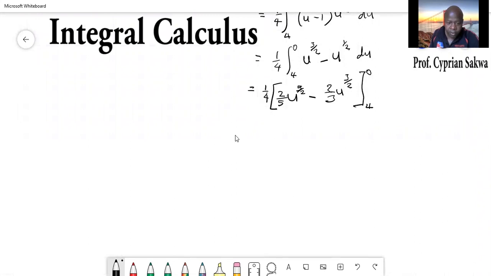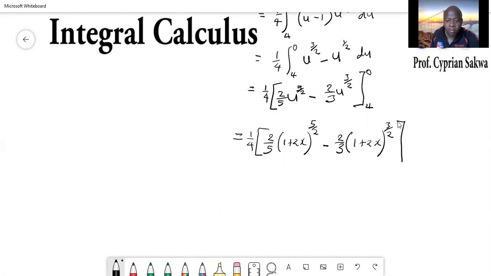So this becomes 1 over 4 into 2 over 5, (1 plus 2x) raised to 5 over 2, minus 2 over 3, (1 plus 2x) raised to 3 over 2, and our limits are 4 to 0. So we just put our upper limits, then minus, again put our lower limits.